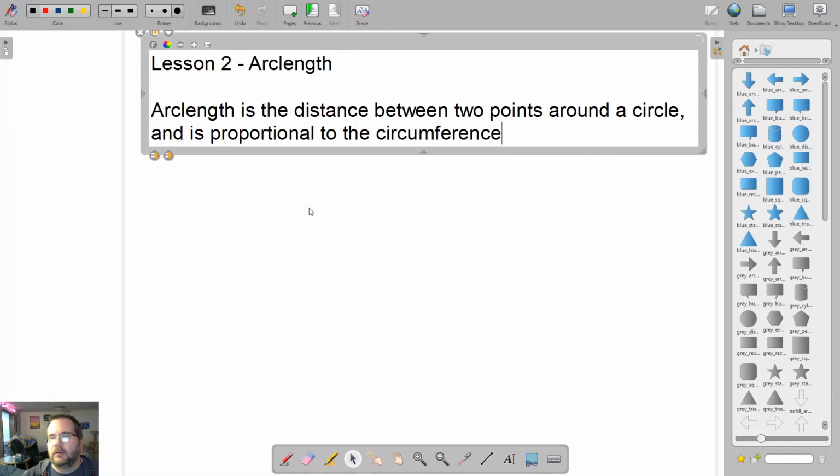Okay, welcome back. So today we're going to continue with our stuff about circles. Today we're going to be learning about something called arc length.